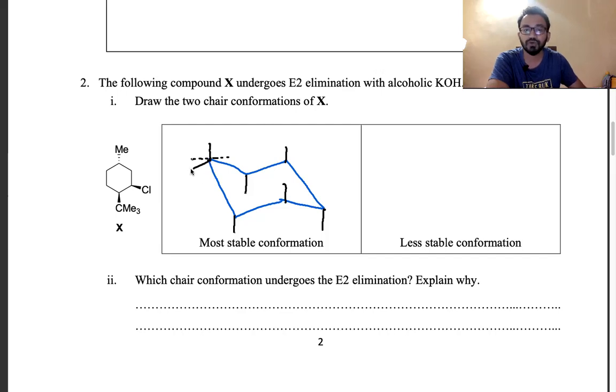This is what we call equatorial, and this is the axial one. Equatorial and axial. But always one part should be above the plane and the other one below the plane. Above the plane ones are only axial, and the below the plane one is the axial too. It changes likewise.